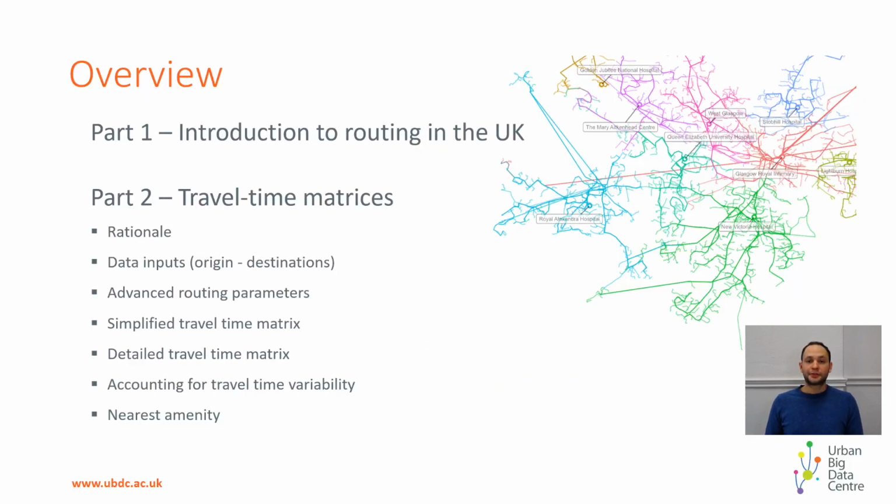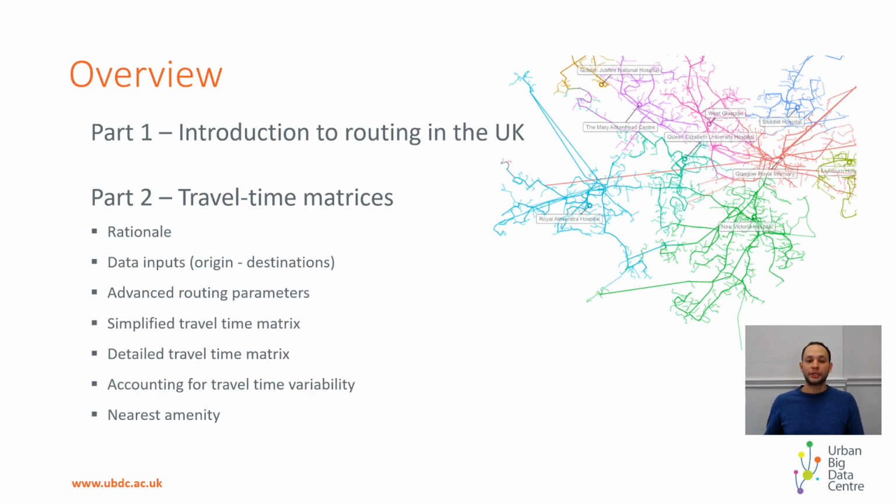In part 1 of the tutorial, I introduced some basic elements for routing in the UK. In part 2, I will focus on travel time matrices, that is, estimating the travel time from several origins to several destinations. I will mention some elements about the rationale of doing this, and then I will move on to talk about the data inputs needed for this type of estimates. Also, I'll mention some advanced routing parameters that can be included for this computation.